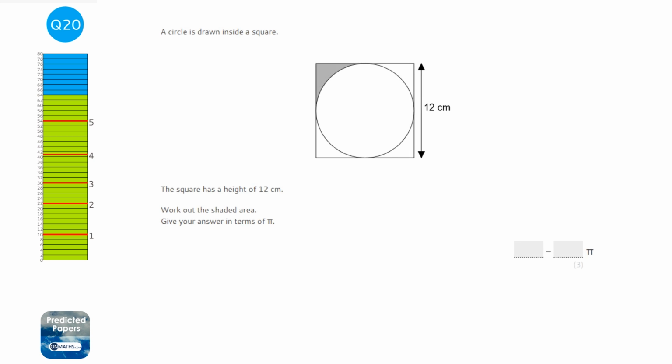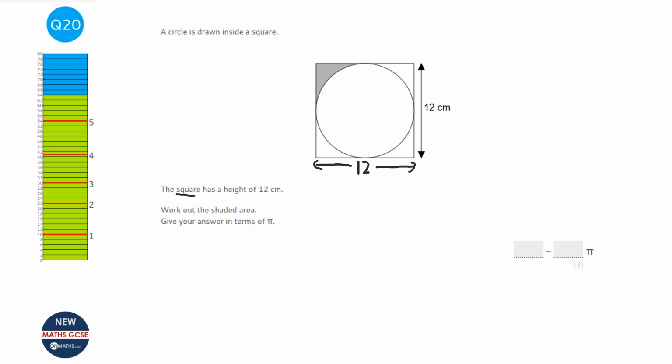Okay, so this is quite a complicated looking question, but the most important thing is we break it down. So it says a circle is drawn inside a square. Square has a height of 12 centimeters. So the first thing to know is it's a square. Therefore, the width is also going to be 12. And be careful to look out for that.